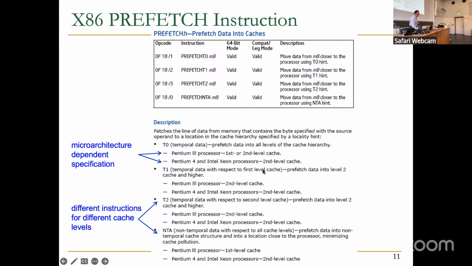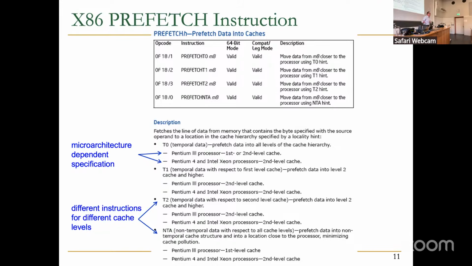T1 is temporal data with respect to the first level cache, use prefetch in second level cache. So basically, this description is not that great because there's no differentiation between T1 and T2, for example. And NTA is the interesting one, I would say. Basically, non-temporal data with respect to all cache levels, prefetch data into non-temporal cache structure into a location close to the processor, minimizing cache pollution. So for example, in Pentium 3 processor, if you use a prefetch NTA, it prefetches data only into the first level cache and not into the second level. In Pentium 4 and Intel Xeon, it prefetches data into the second level cache and not into the first level cache, which is interesting, right?